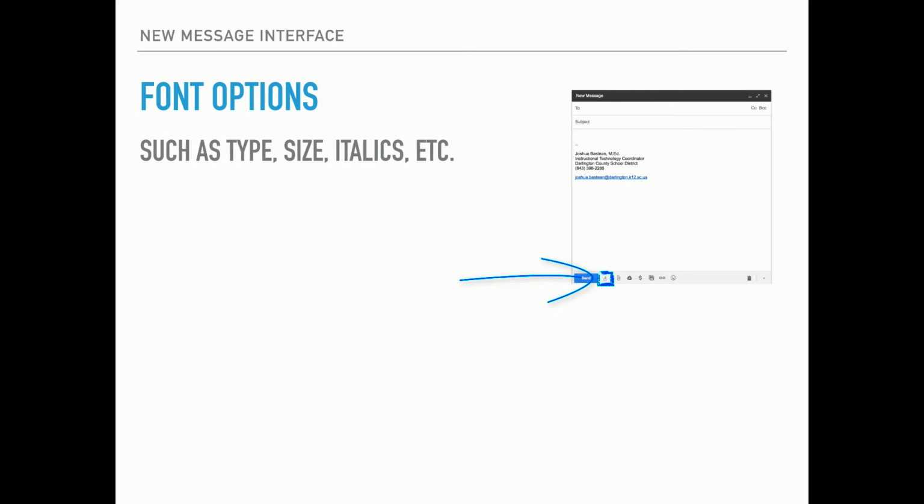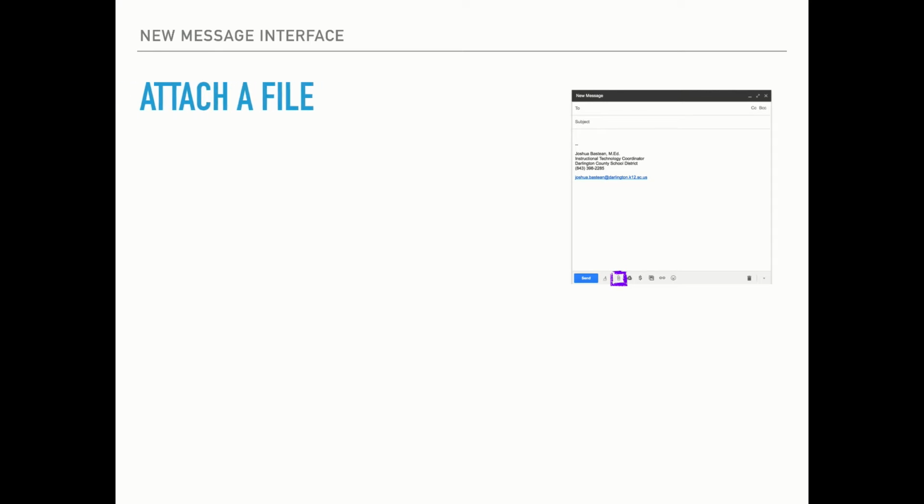Next, in the bottom, you'll see the font options. You click on that and it'll give you options to change the type of font, the size, the italics, the strike through, all kinds of different stuff, any font formatting options. Next is the paperclip, which is exactly what you think it is. It's attaching files from your computer.